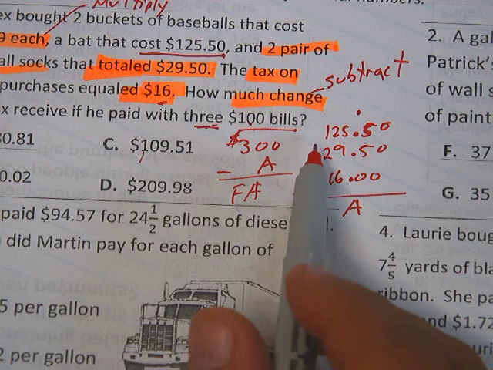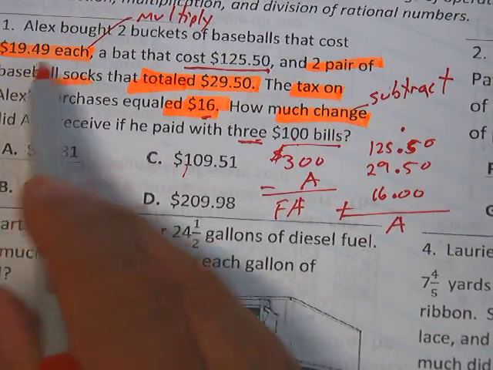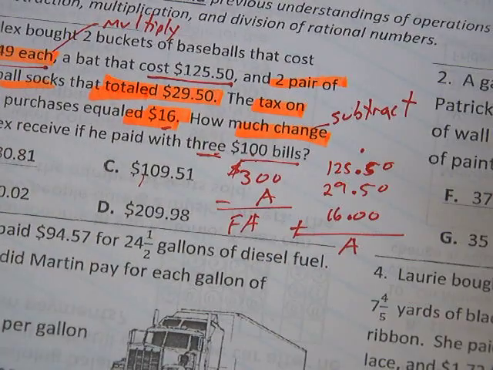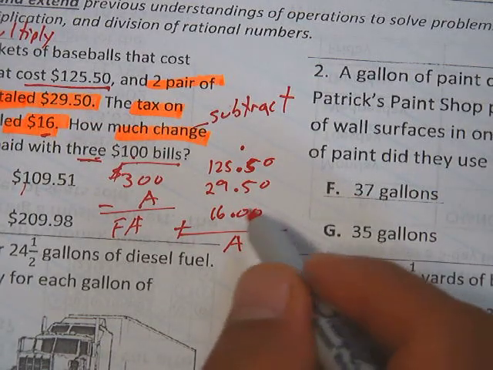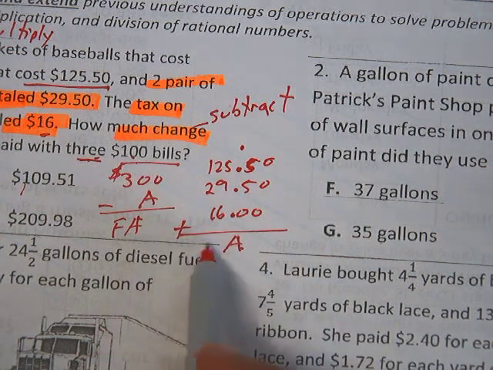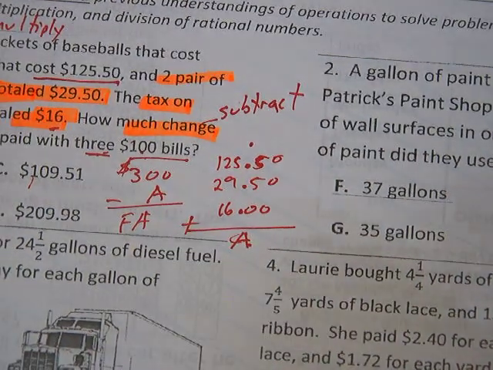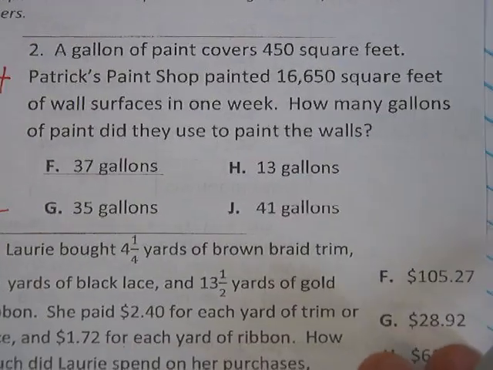125.50. And then I'm going to have 2 buckets that cost $19.49 each. So put the other number there and then add it. You get your answer. That number you subtract from 300, and then you get your final answer. Okay, number 2.